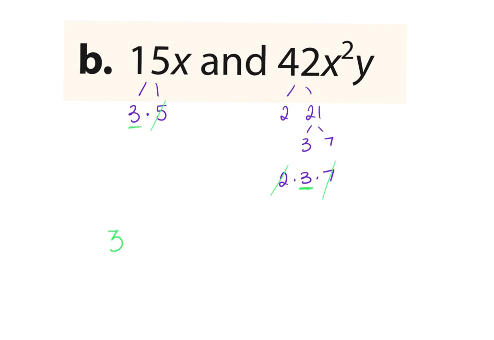Let's look at the variables. This guy has 1 x, this guy has 2 x's. What's the most x's that they would have in common? Just 1 x, right? Y's. This guy has a y, but the other one doesn't. It is not in common, hence the term common factor. So my greatest common factor between these would be 3x. You are looking for the most things that they have in common. The most things that they have in common. That is your greatest common factor. All right?